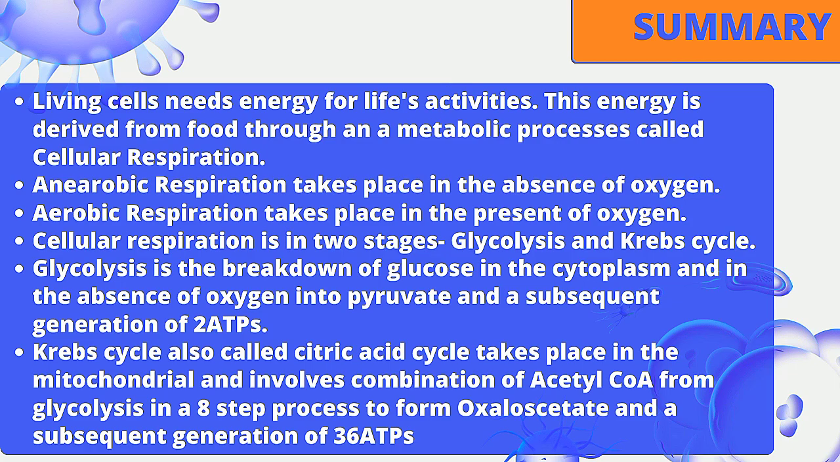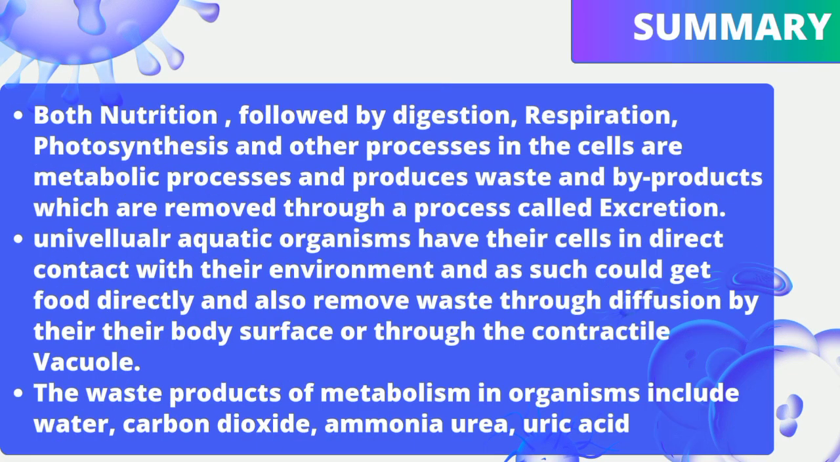Glycolysis generates a net of 2 molecules of ATP, while the Krebs cycle generates 4 molecules of ATP. In total, there are 38 molecules of ATP generated from 1 molecule of glucose after the process of cellular respiration.